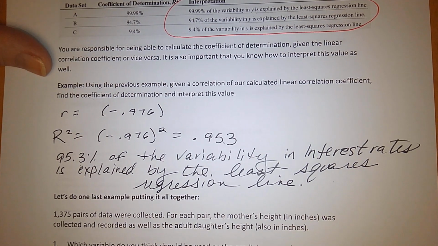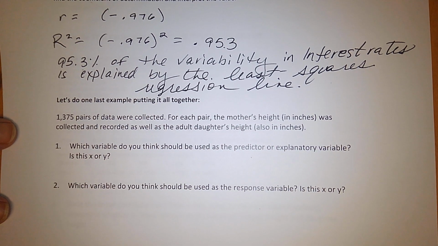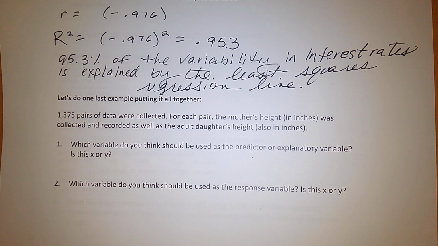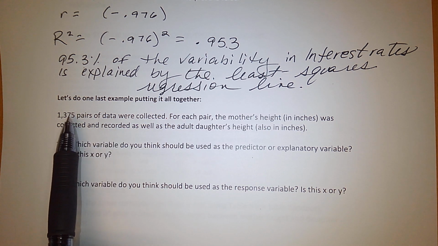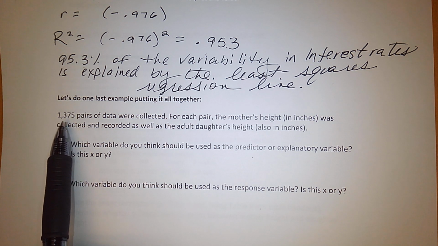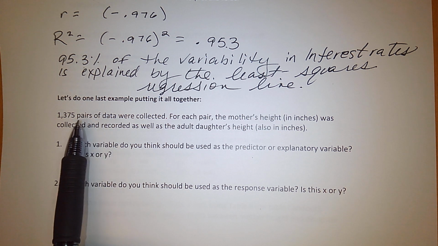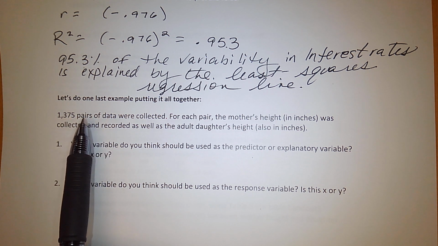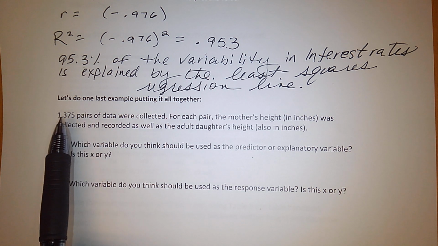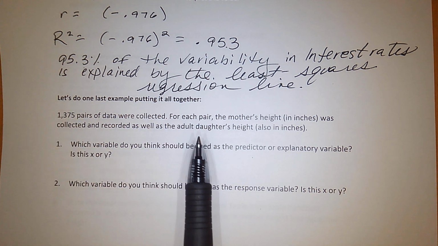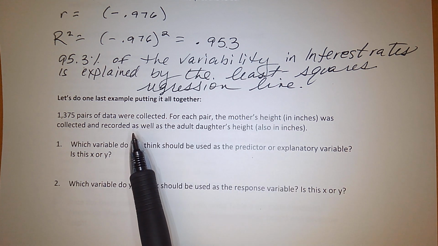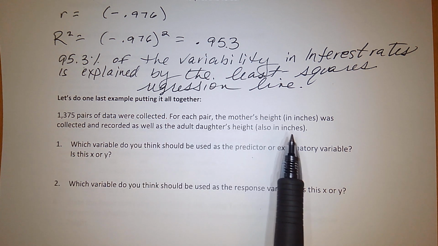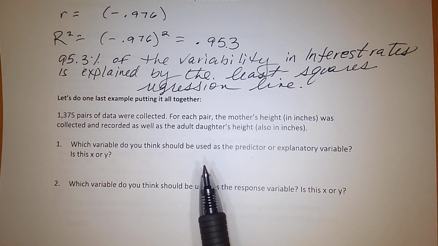Okay, so here's where we're going to do one last example, and we're going to put all this information together from beginning to end. Let's say we have 1,375 pairs of data. That actually means we have 2,750 individual pieces of data, because remember, this is 1,375 pairs. You're collecting 2 pieces of information from one person. For each pair, we have a mother and a daughter. The mother's height in inches was collected, as well as the daughter's height in inches. We're going to keep those pairs together.